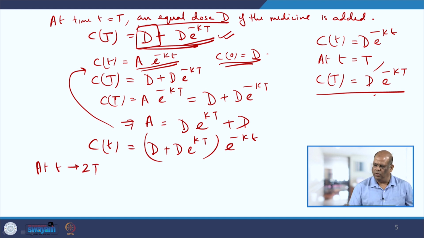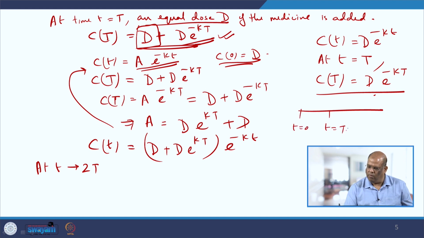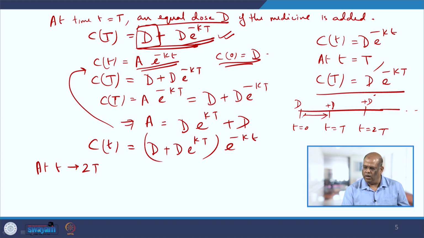This concentration. So, you have this interval, first it is at time t equal to 0, then at time t equal to T, now time t equal to 2T, and so on. So, at time t equal to 0, you saw that you start with some D, and here also another plus D is pushed, here also plus D is pushed. Now, from here to here, the behavior follows this particular law. But then again, from here to here, since another plus D has been added, now it follows this.